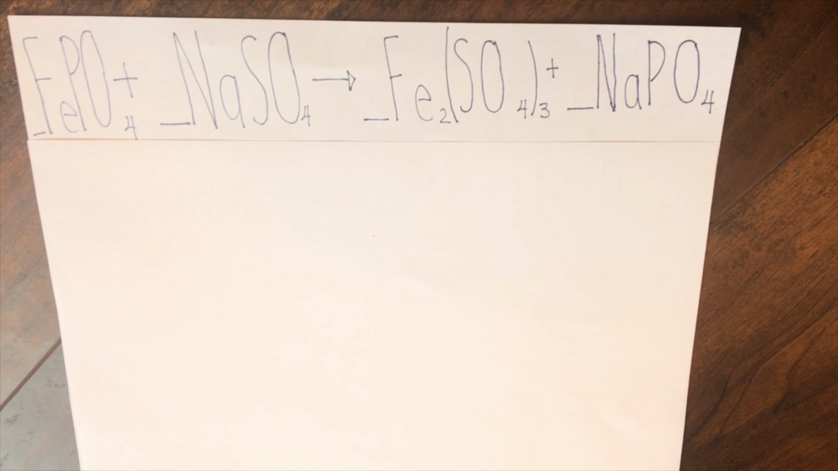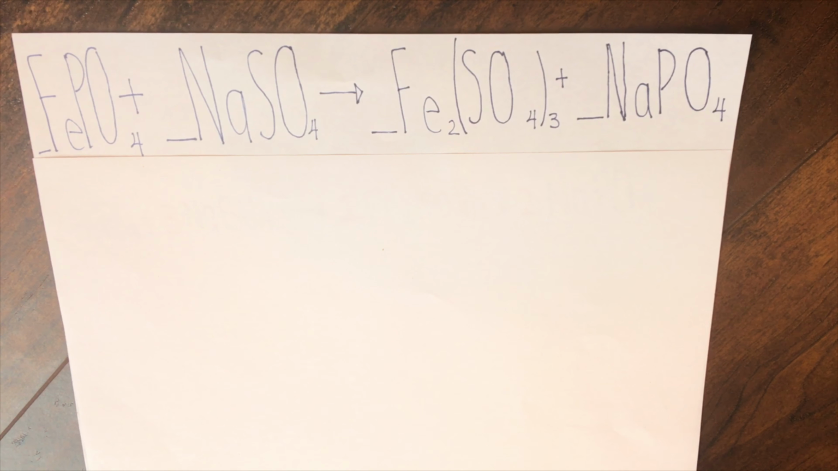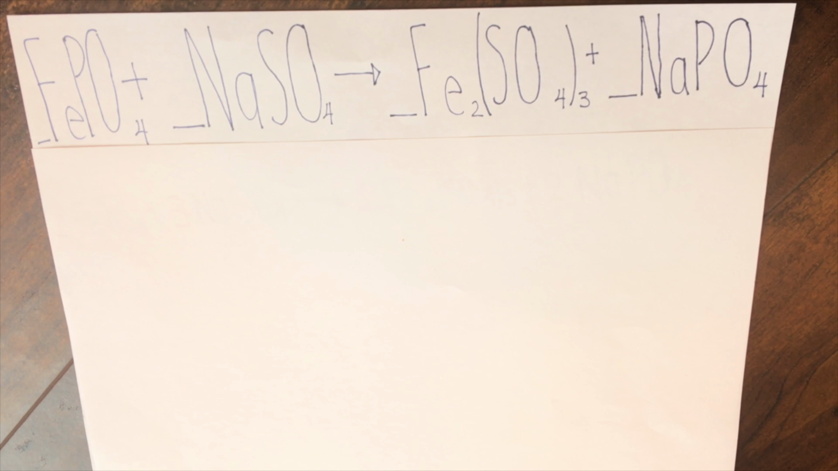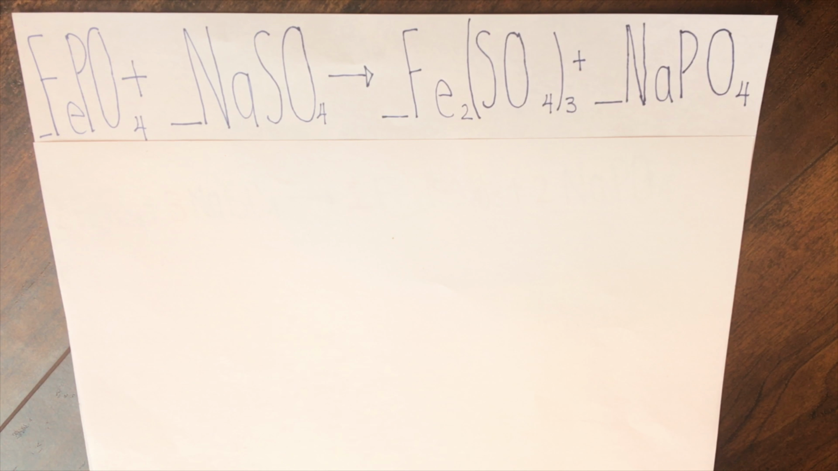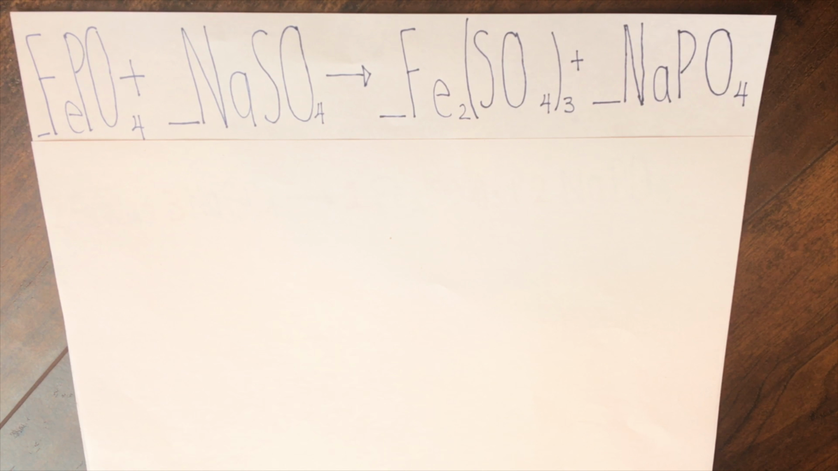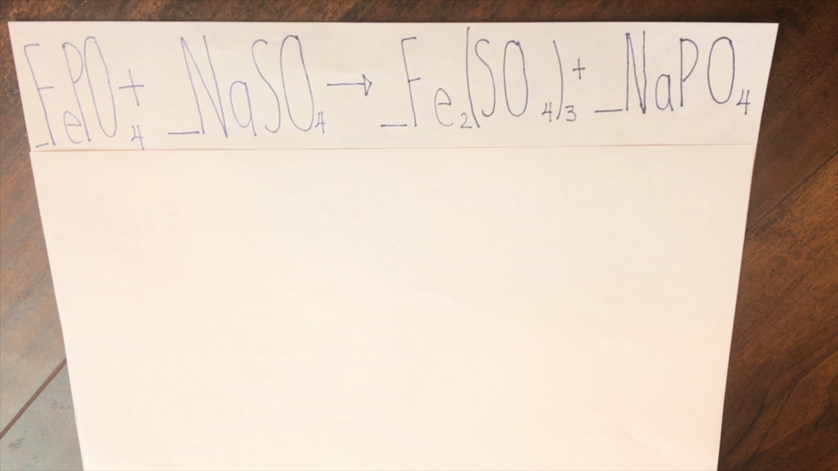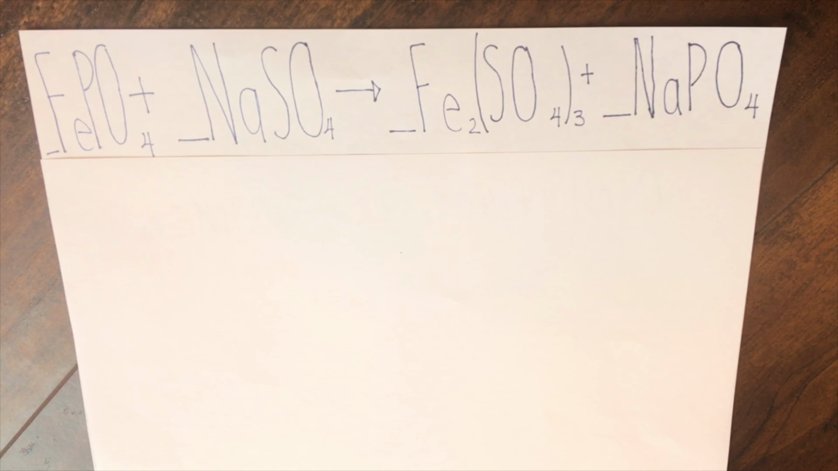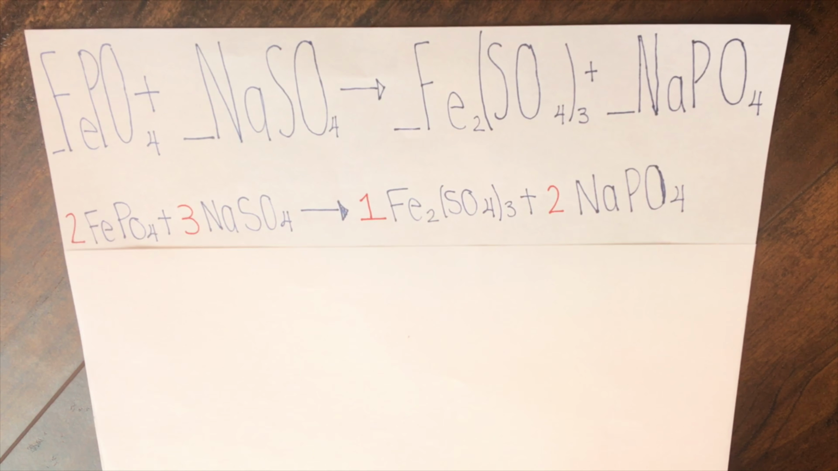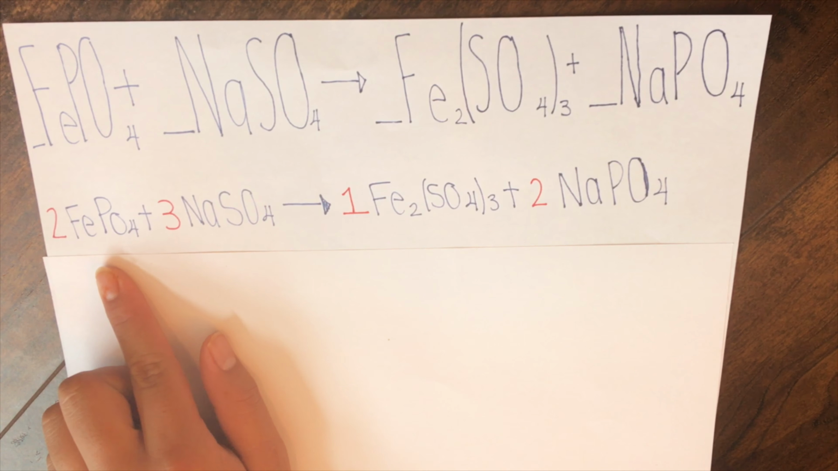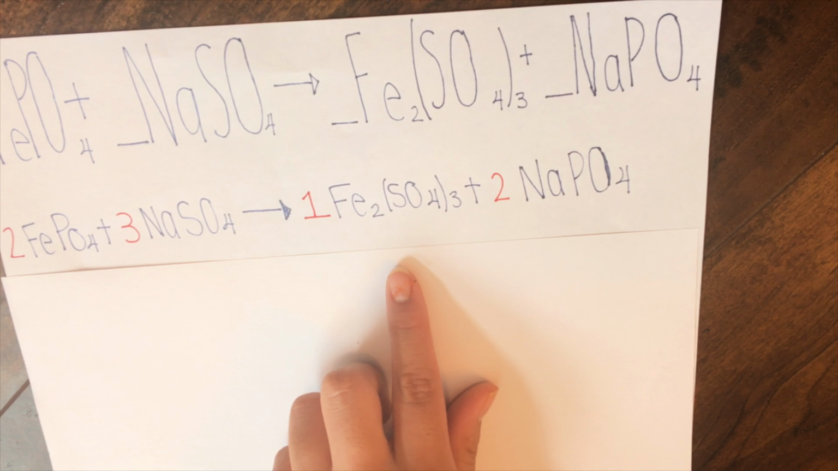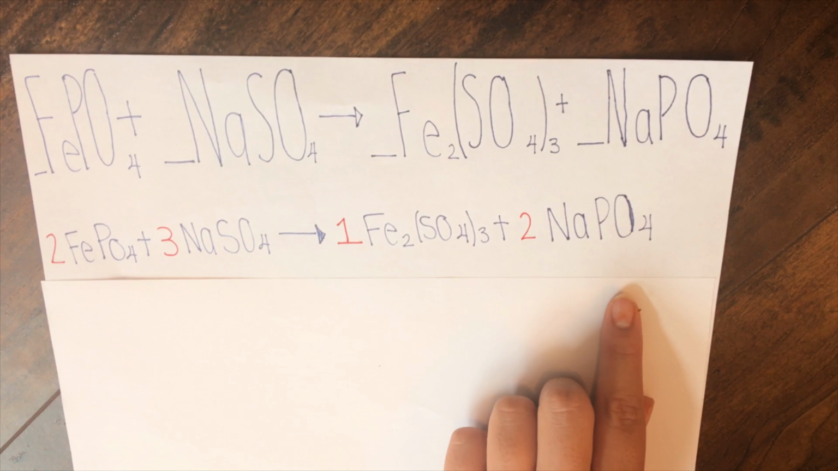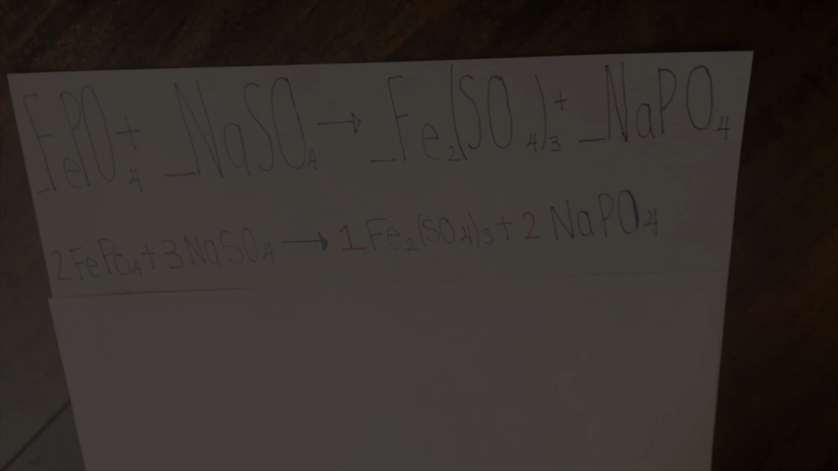The best way to understand percent yield is to go through a problem together. I have an example problem I will walk you through. We have a reaction of iron 3 phosphate with sodium sulfate to make iron 3 sulfate and sodium phosphate. First, let's write the balanced equation. You should get 2 iron phosphates, 3 sodium sulfates, 1 iron sulfate, and 2 sodium phosphates.